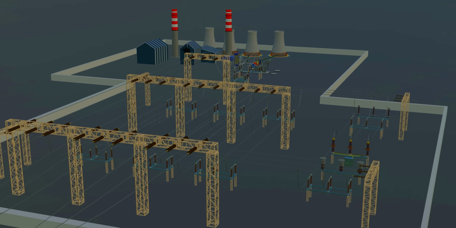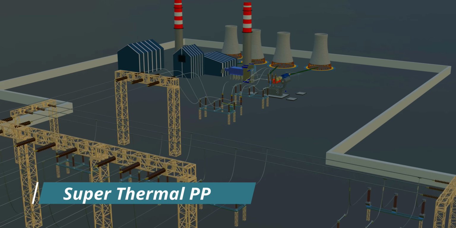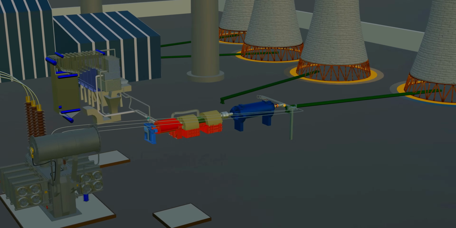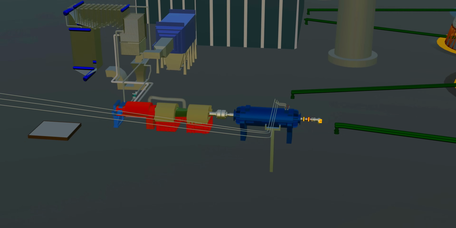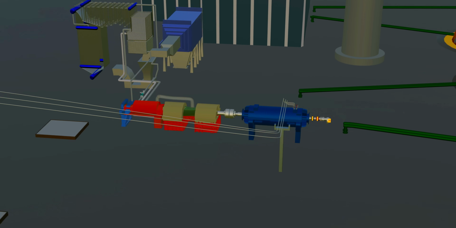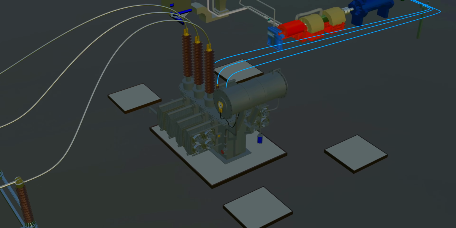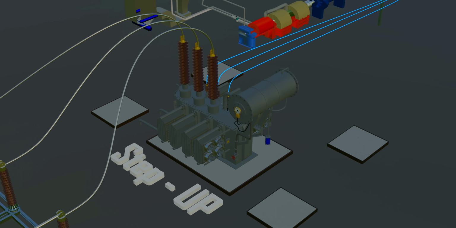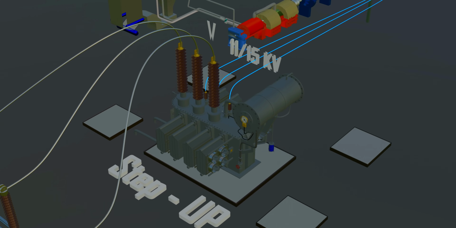Picture a city, say Kota, where a large super thermal power plant burns coal to generate electricity. It has 9 generator units producing around 1,240 megawatts of power in total. For simplicity in the visuals, we've shown just one generator. Once electricity is generated, it must be transmitted over long distances. The first step is to send the generator's output through a step-up transformer, which boosts the voltage from around 11 to 15 kV up to around 440 kV, making it suitable for high voltage transmission.